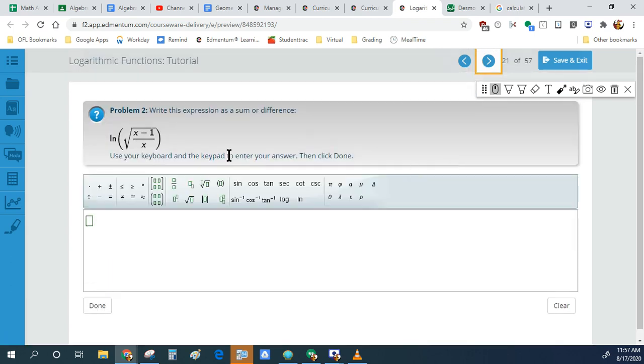All right, guys, I'm going to try to get these done, so then you guys don't have to worry about this. You can always just watch the video later. So write this expression as a sum and difference formula.